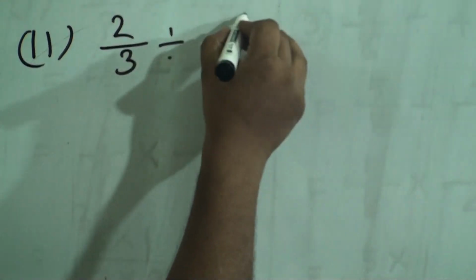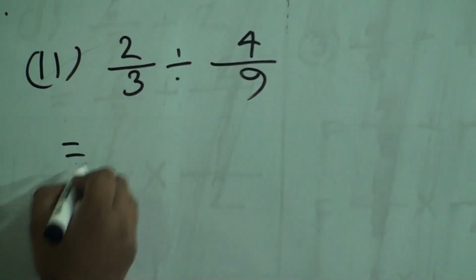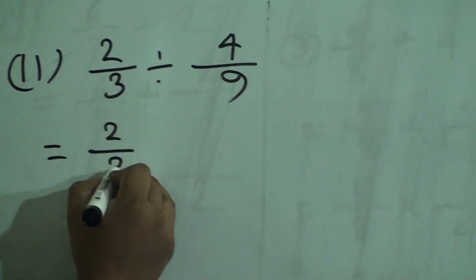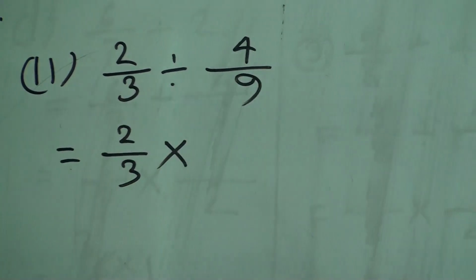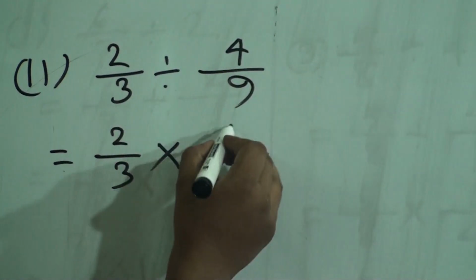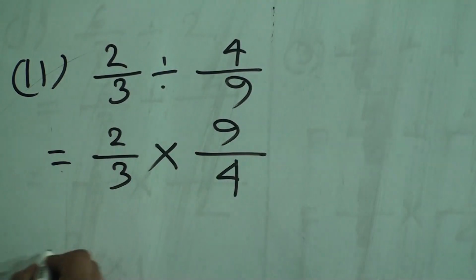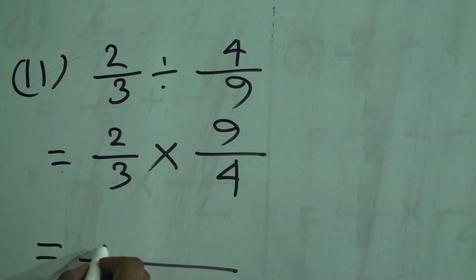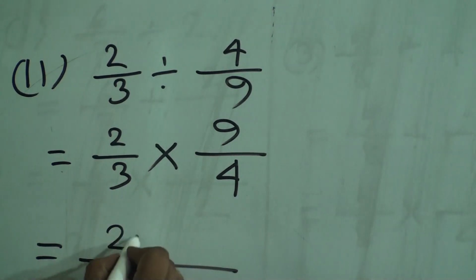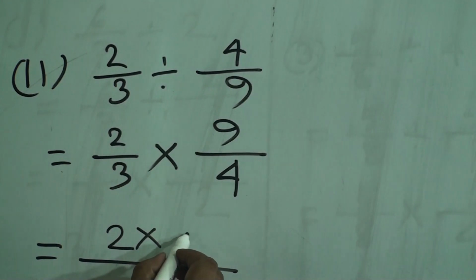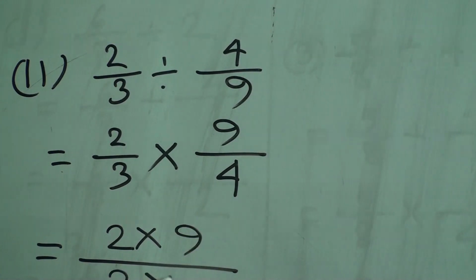Here question number 11 is 2 by 3 divided by 4 by 9. Now 2 by 3, the division sign will be a multiplication sign and the second fraction is reversed. That means 9 will be the numerator and 4 will be the denominator. Then we do the process of multiplication. That means we do multiplication of numerator with numerator and denominator with denominator.